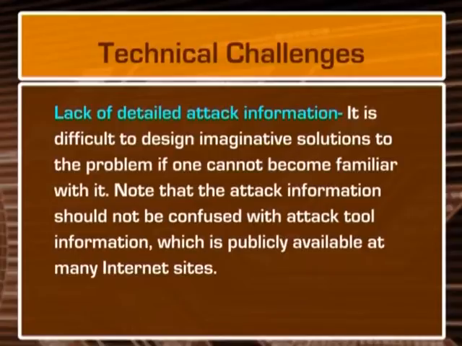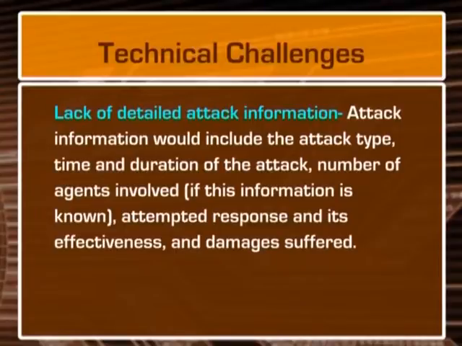Note that the attack information should not be confused with the attack tool information, which is publicly available at many internet sites. Attack information would include the attack type, time, and duration of the attack, number of agents involved if this information is known, attempted response and its effectiveness, and damages suffered.